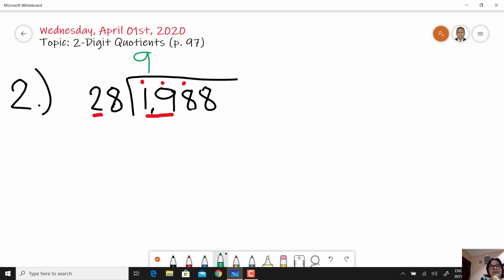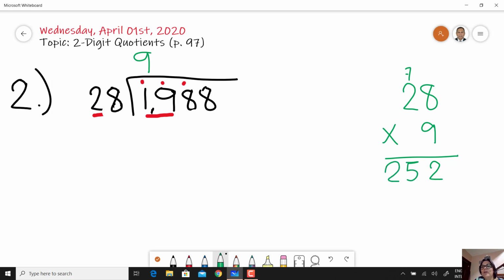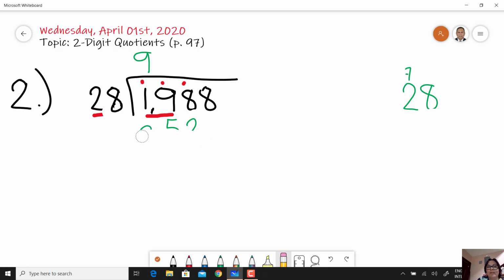9, right? Because 9 times 2 is 18. But now we have to multiply 9 times 28. So let's do it. 28 times 9. 9 times 8, 72. Excellent. 2 here and 7 here. 9 times 2, 18. Okay, plus 7, 25. So, can we use 252 in here? No, right? Because it's greater than 198.